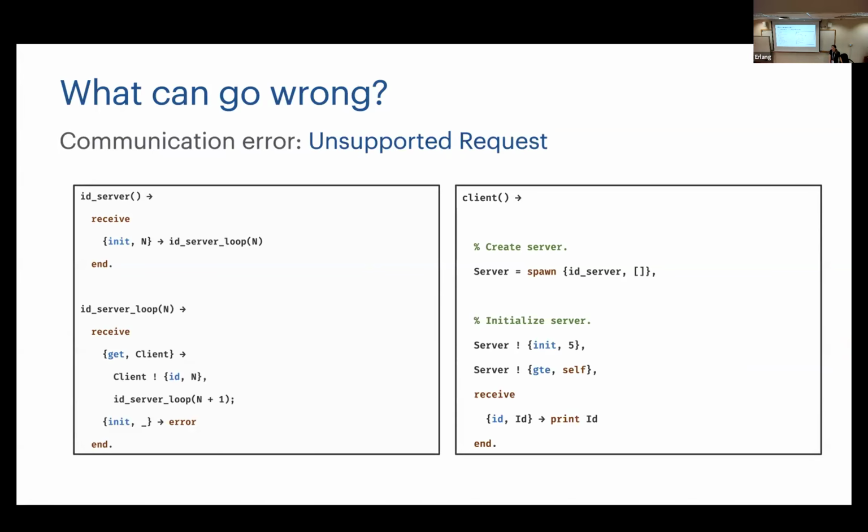What else can happen? An unsupported request. So again, say on the client side, we mess up, and instead of typing GET, we type GT. Well, that's the wrong type, and that's going to lead to mailbox junk, not necessarily a crash, but a silent error there.